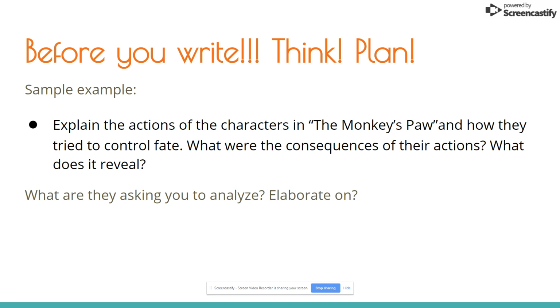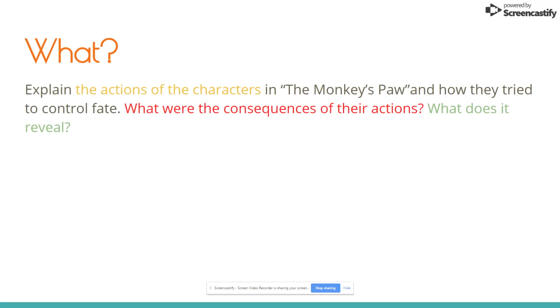So, what I do when I get a prompt is I try to highlight or underline some key phrases. For example, what are they trying to tell me to do? Explain the actions of the characters. That's important. They're asking the consequences of their action and what does it reveal. And I don't mean reveal as in the plot, but reveal as in universal theme. So, not just talking about the story itself, but bringing it out to this broader generalization, like, what can everybody learn from this character and his or her actions?